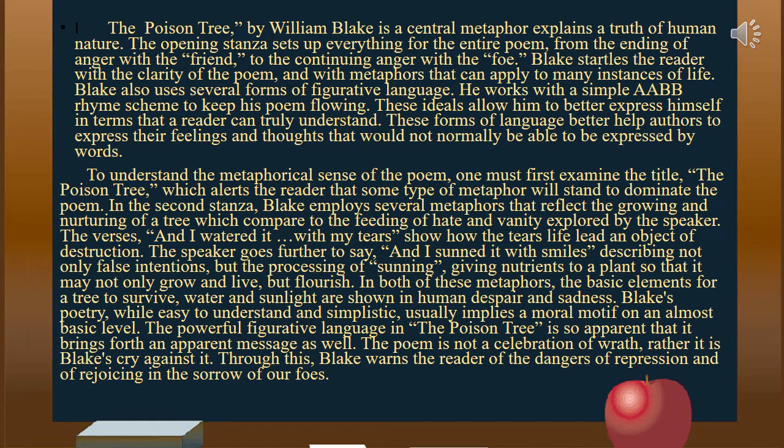Blake's poetry, while easy to understand and simplistic, usually implies a moral motive on an almost basic level. The powerful figurative language in The Poison Tree is so apparent that it brings forth an apparent message as well. The poem is not a celebration of wrath, rather it is Blake's cry against it. Through this, Blake warns the reader of the dangers of repression and of rejoicing in the sorrow of our foes.